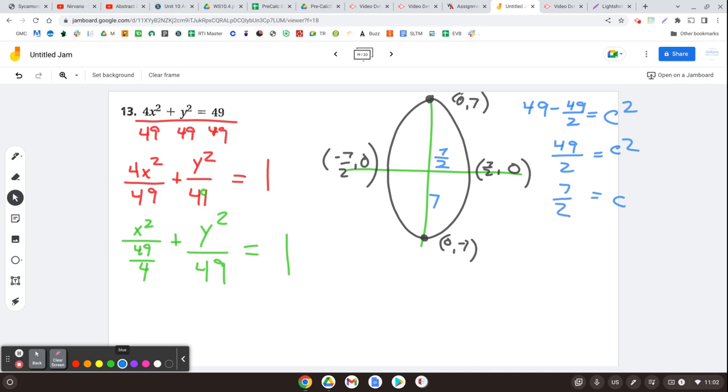Those foci are going to be along the major axis, so I just have to make sure I write these in the right order. 0, comma 7 halves. 0, comma negative 7 halves. Does that help? Yeah.